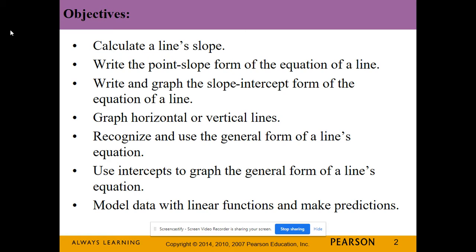We're going to talk about slope-intercept form. We're going to talk about horizontal and vertical lines. We're going to talk about recognizing and using the general form of a line's equation. What you're going to find is in this text, they're calling standard form general form. So what you're used to standard form is going to be called general form, but it is the same thing. And then we're going to use model data with linear functions to make predictions.